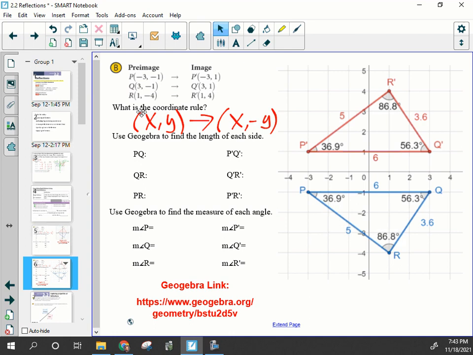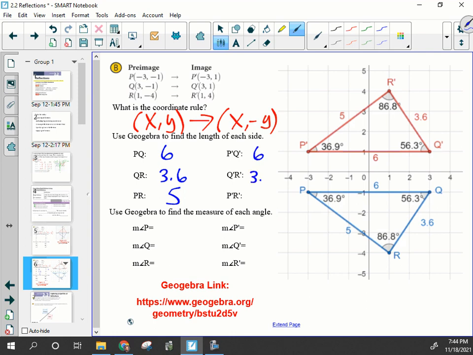They're measured there. This side, PQ, has a measurement of 6. QR is 3.6 units. And PR is 5. If I look up at P prime, Q prime, from the red triangle above the x-axis, that is 6 units as well. Q prime, R prime is 3.6. P prime, R prime is 5 units. And what you will notice is that corresponding sides have the same measurements, which shows me that a reflection preserves distance.